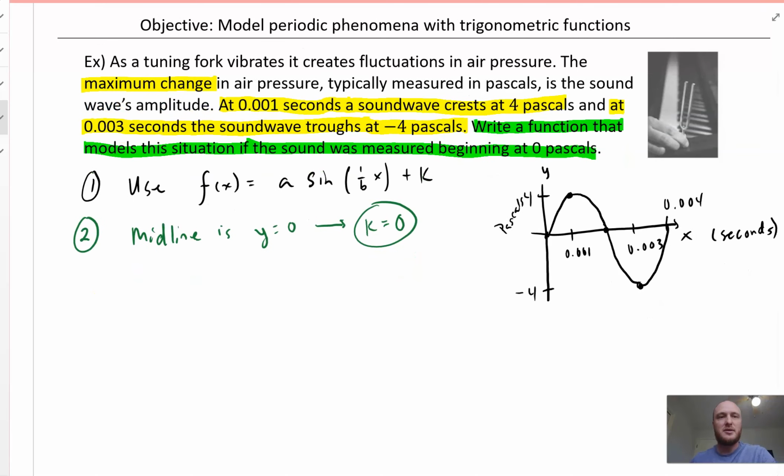Next, what is our amplitude? I hope you can see that the amplitude is 4. And our a value is going to be positive, so a is equal to 4, because we don't have a reflection. Next, what is our period?